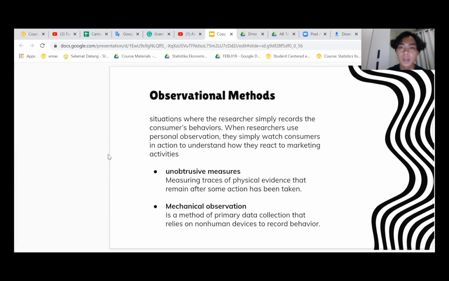And after the survey method, we have the observational method. It's situations where the researcher simply records the consumer's behavior. When researchers use personal observation, they simply watch consumers in action to understand how they react to marketing activities. The first one is unobtrusive measures, measuring traces of physical evidence that remain after some action has been taken. And then mechanical observation is a method of primary data collection that relies on non-human devices to record behavior.